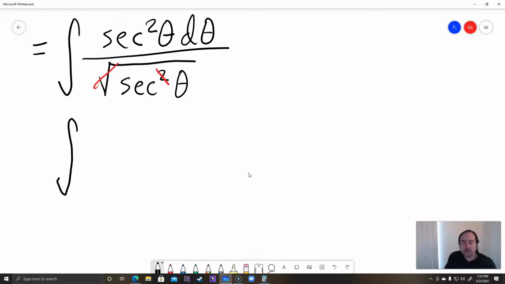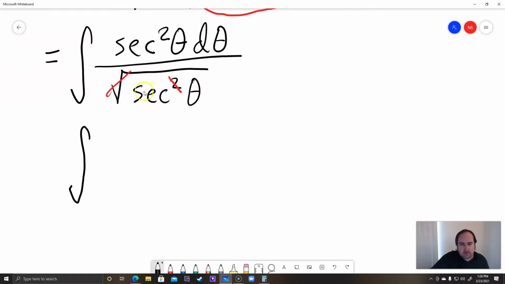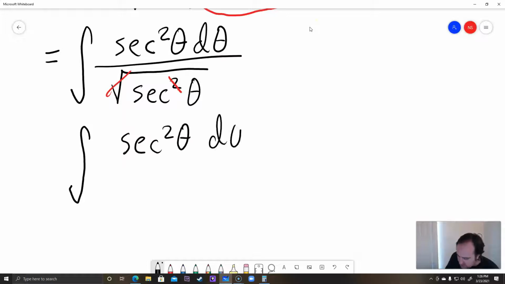But remember, when you're taking the square root of a square, it doesn't just cancel, you actually get the absolute value of the number. Now when we were doing that with 19, I didn't bother to write the absolute value because 19 is already positive, so we don't care. But down here, because secant of theta is a function and it can be negative, we do have to write the absolute value. Okay, so we have the integral of secant squared of theta d theta on the top, and then on the bottom we have absolute value of secant of theta.